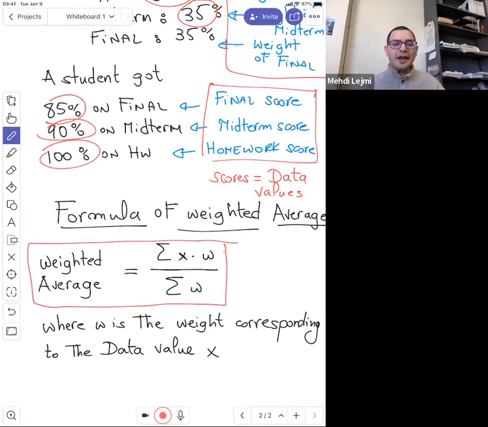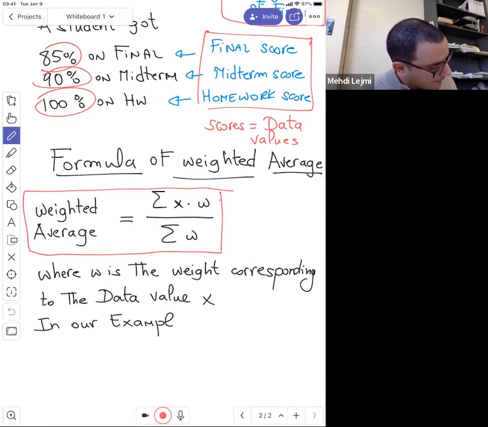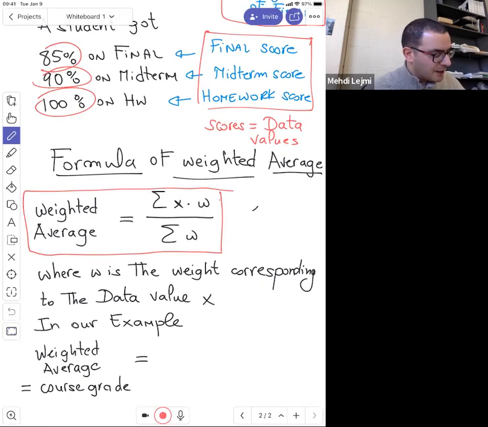In this example, the weighted average would be the course grade of the student, right? So the weighted average would be exactly the course grade. What does it say in the formula? We have X, the data value, times W, the weight.